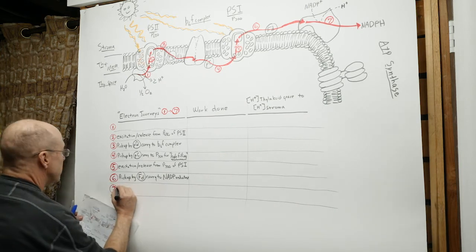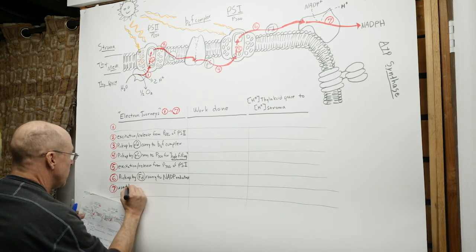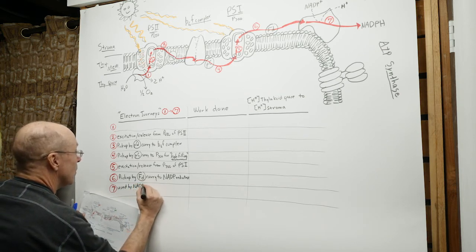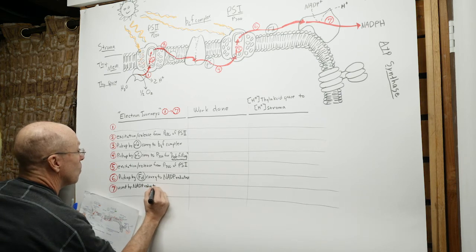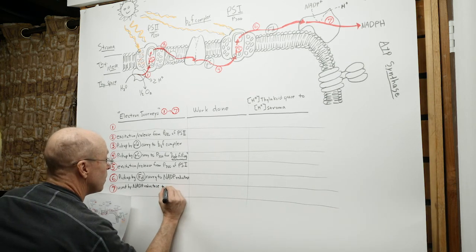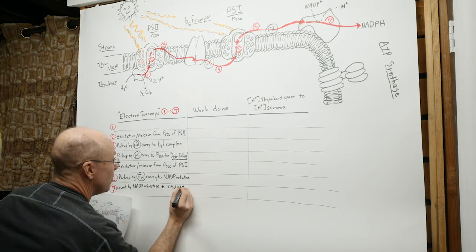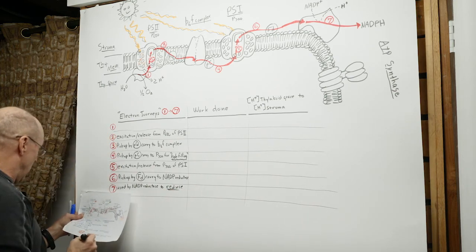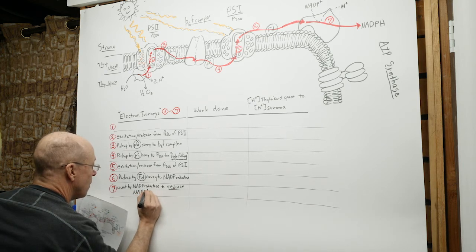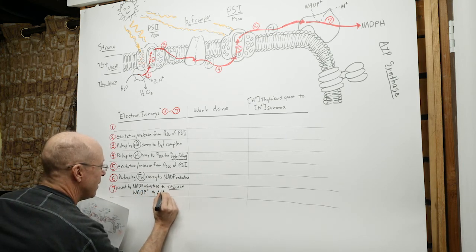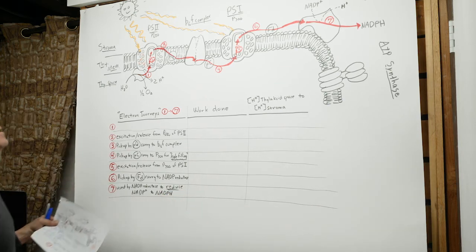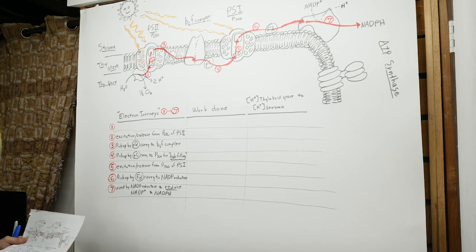The seventh journey is that the electron is going to be used by NADP reductase to reduce NADP plus to NADPH. Wow, that is crazy.